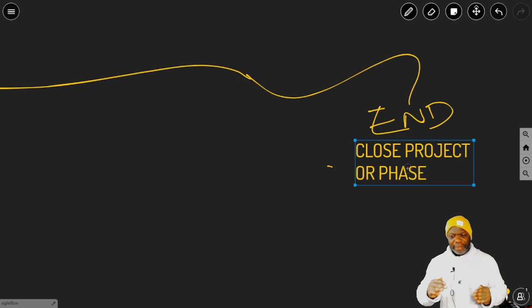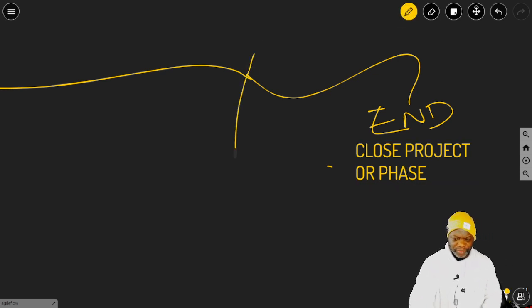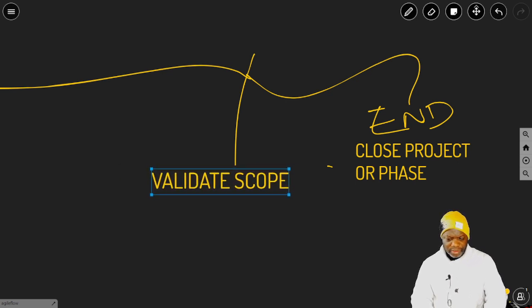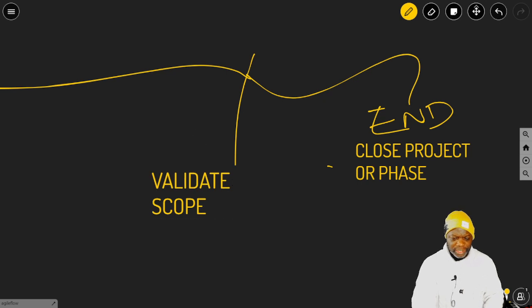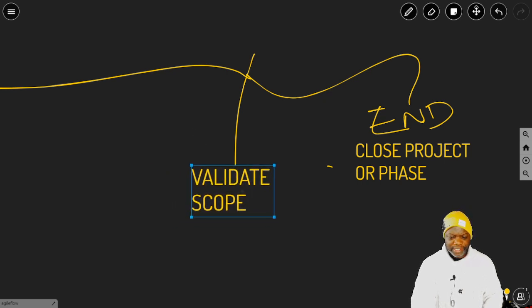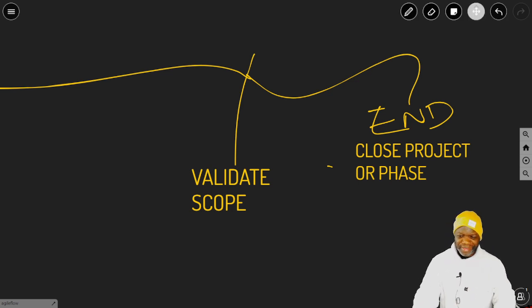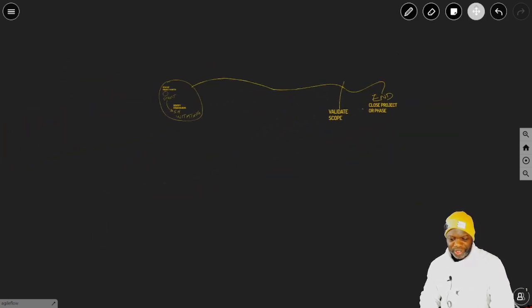So there's a step just before closing the project or phase, and I'm going to show you that right over here. This is known as validate scope. And in validate scope, your customer or your end user accepts the deliverable. It's a key step. This is where inspection at the customer level happens. So let's zoom out and take a look at this journey.